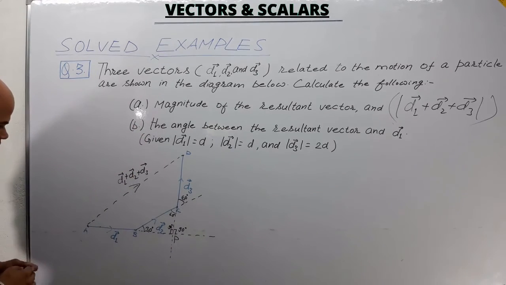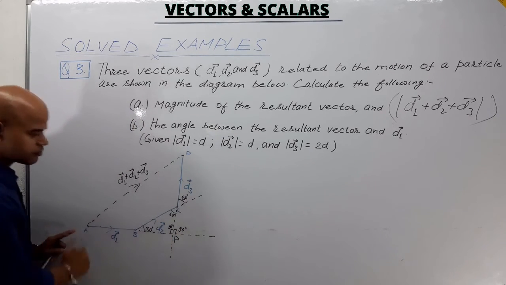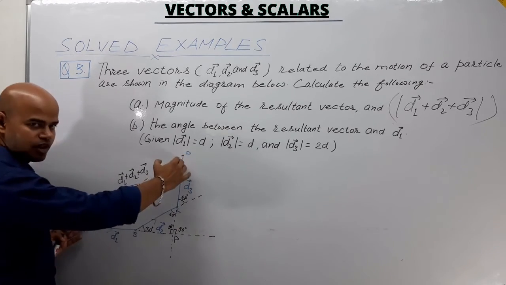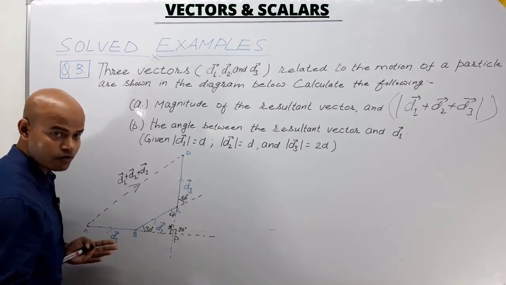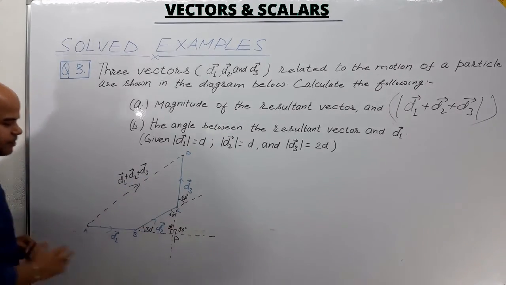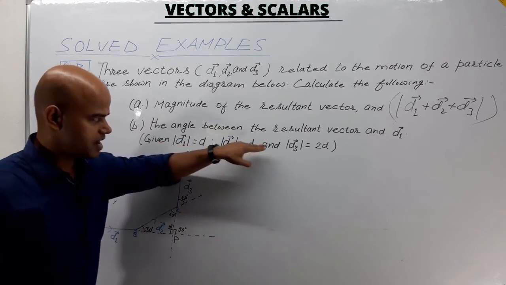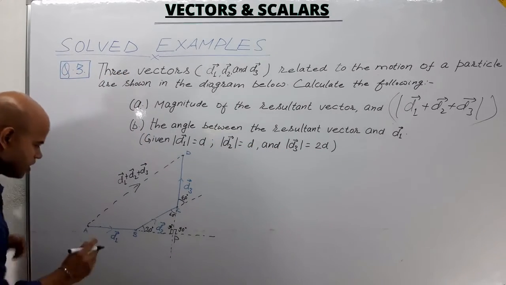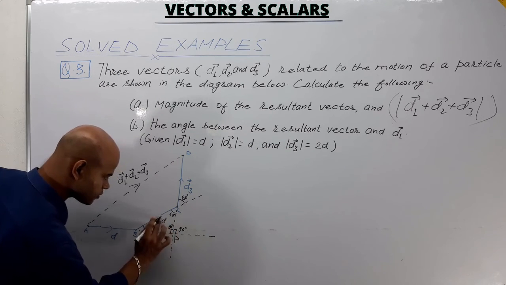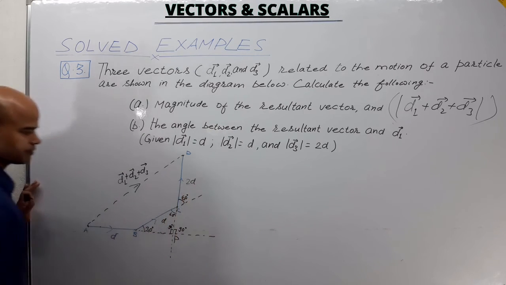Okay. So now you see this ADP is a right angle triangle, and of this right angle triangle, AD is the hypotenuse. So now we can use Pythagoras theorem if we know the length of PD and this PA, right? So already it is given mod of D1 vector is D, mod of D2 vector is D, and mod of D3 vector is 2D. So now this is D, this one is D, and this D3 vector mod is 2D, right?